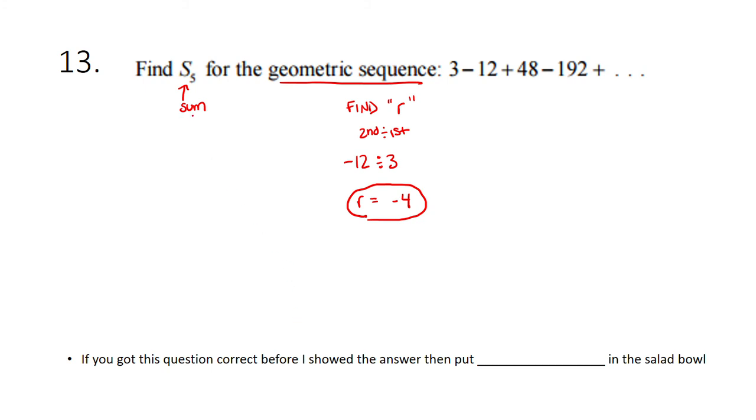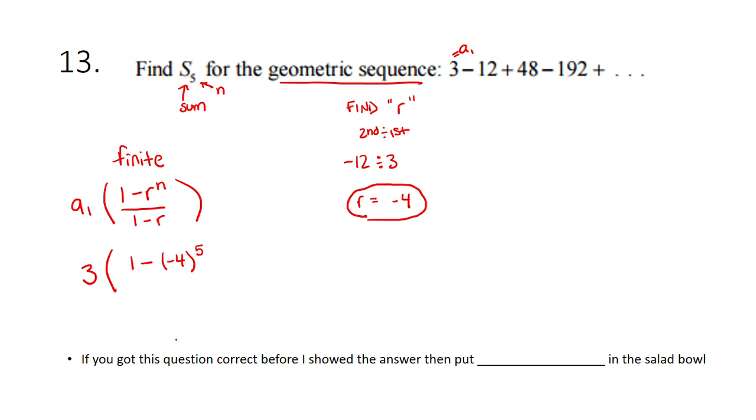Now, since we're finding the sum and we know where we stop at, this is our n. And since it's our n, we have a finite geometric series. So we use the equation a1 times 1 minus r to the nth power divided by 1 minus r. Our a1 is the first term. 1 minus -4 to the 5th power, because that's our n, divided by 1 minus -4.